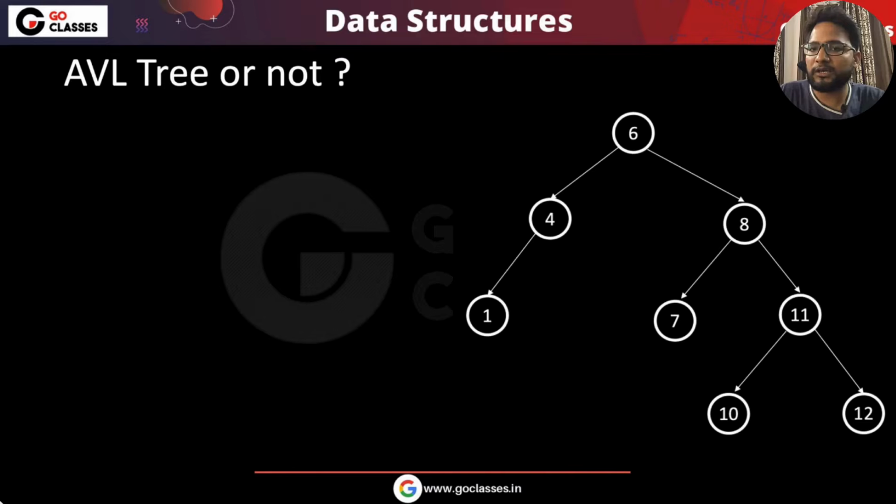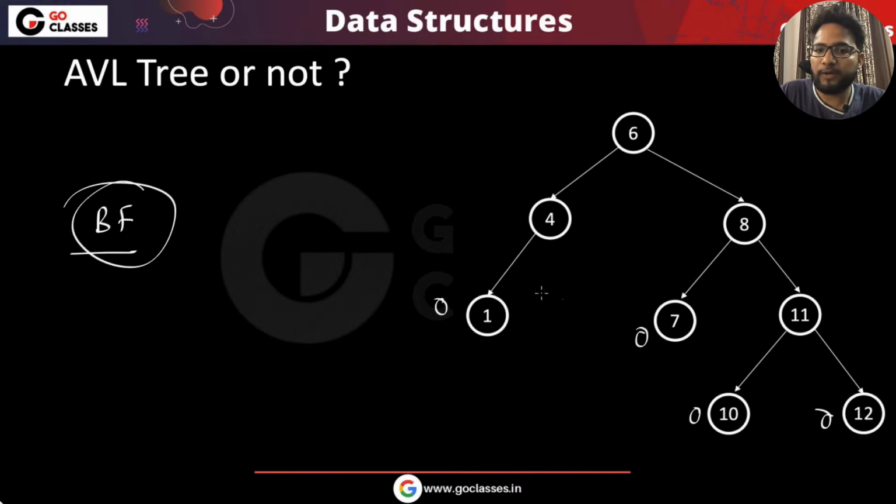First of all, you need to check whether it is a binary search tree or not, and then go for the balance condition. For the leaf, it is left minus right height. So for the leaf, the balance factor, I will be saying BF for short. For the leaf, it is 0, 0, 0, 0. And then for internal nodes, left height is 1, right height is 0. So 1 minus 0, which is 1, right? You can also do 0 minus 1, 1 minus 0, does not matter.